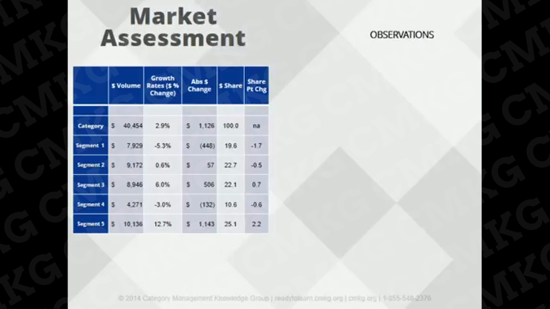In the full course, we explain all of the calculations for the measures in this table, and then we can review this market assessment. What can we see from this retailer's data? What conclusions can we draw? The total category is up 2.9% in dollar sales. This is driven by Segment 3 growth of 6% and Segment 5 growth of 12.7%. Segments 1 and 4 are declining in sales in this category.